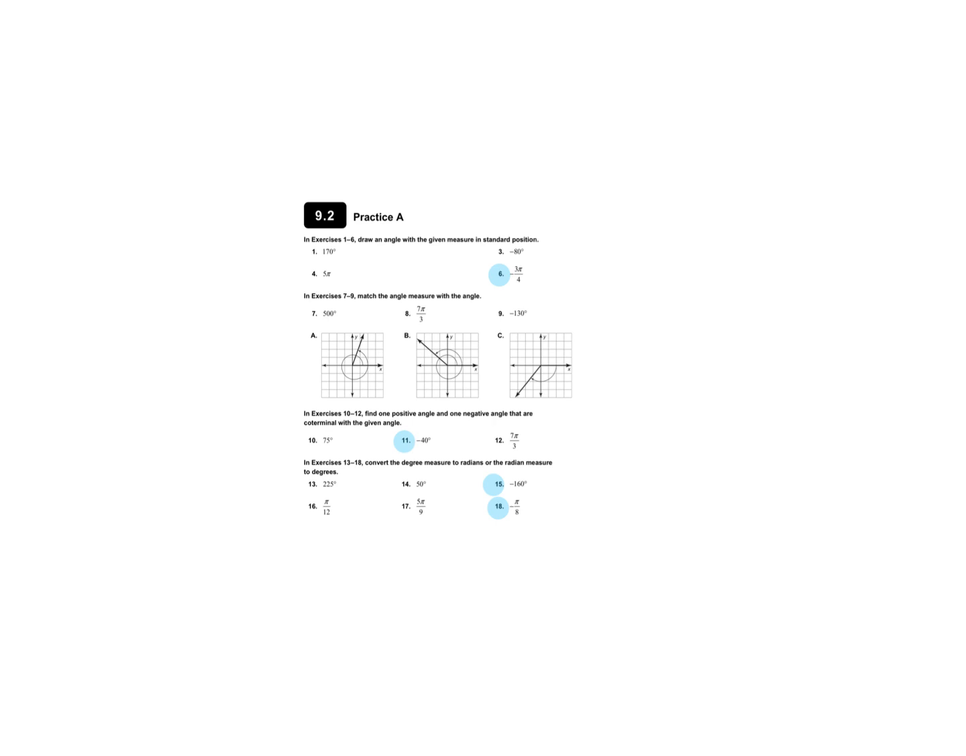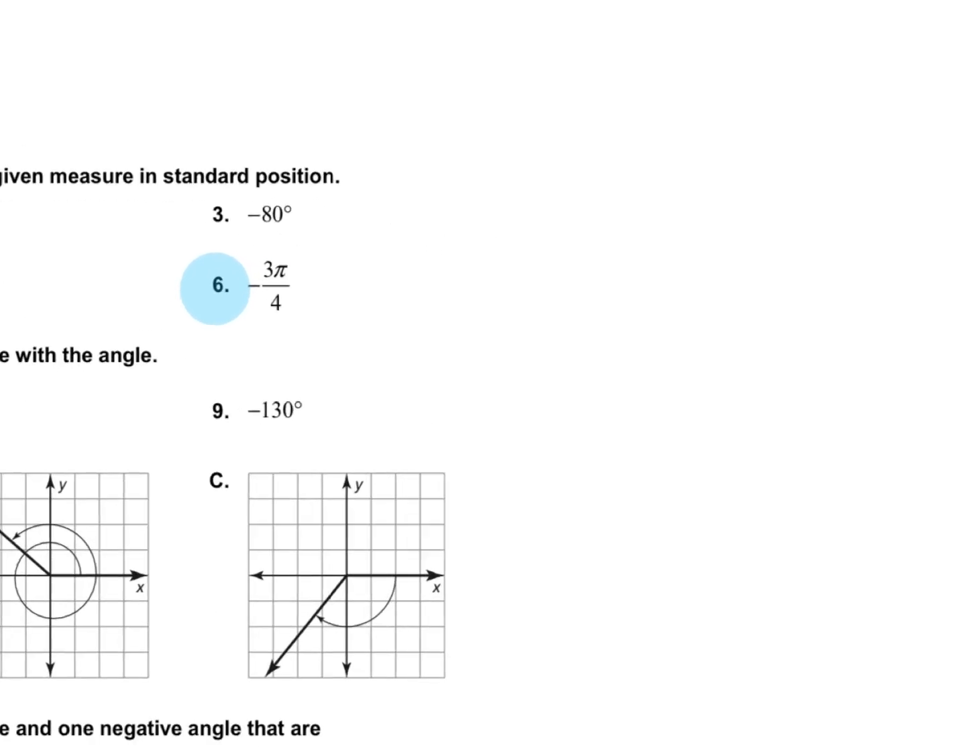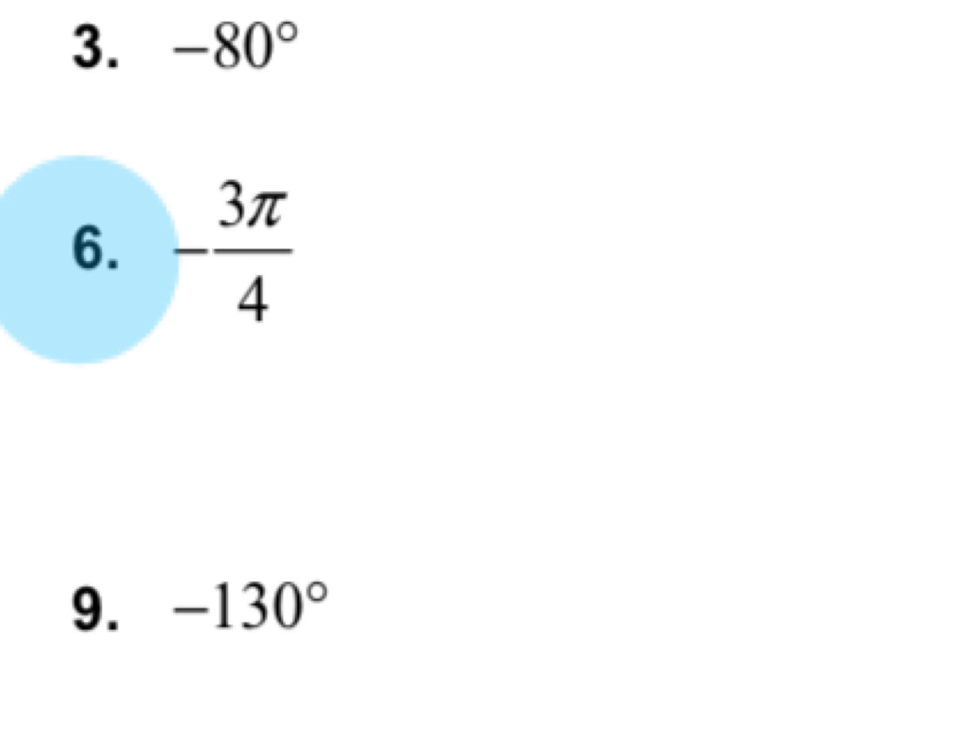Let's take a look at number 6 on the next page. It says draw an angle with the given measure in standard position. So for number 6, we don't know where negative 3 pi over 4 is. So what would we need to do to figure out where it would go? Multiply by 180 over pi. We want to convert it.